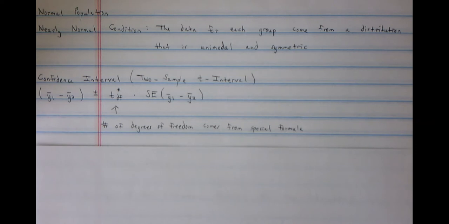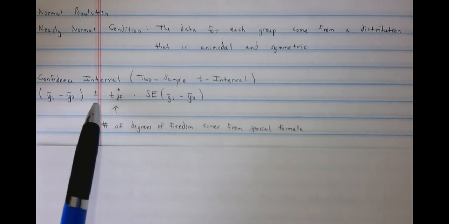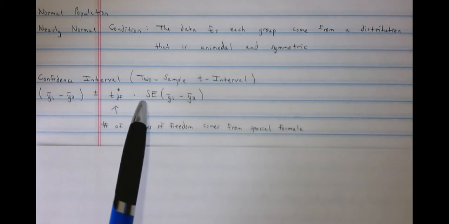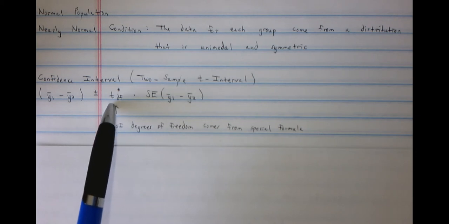This is also referred to as a two-sample t-interval, and it looks like this. We take the observed difference in the sample means, y1 bar minus y2 bar, and add and subtract this critical value t star times the standard error of y1 bar minus y2 bar. Now this critical value t star depends on the confidence level we specify, and it comes from the student's t-model instead of the normal model we used before when working with two proportions.